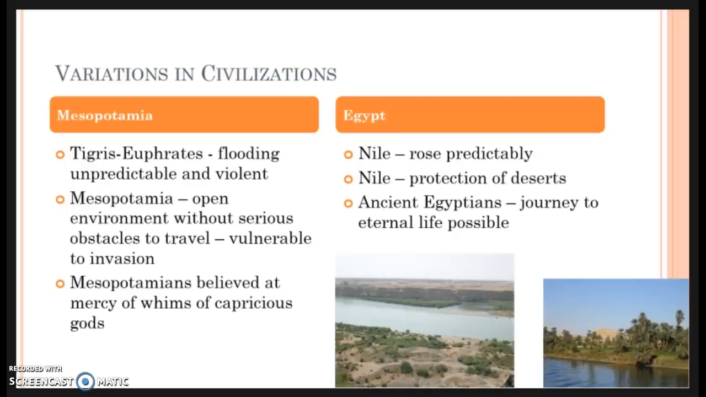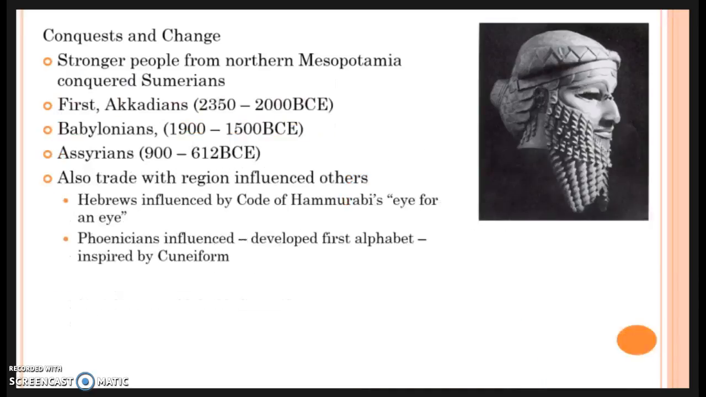Egyptians also believed in an afterlife, and that life was eternal, cyclical, and seasonal like the Nile River. And we see that in their belief in reincarnation, of life and death, and of their belief in the afterlife. And finally, it's important that we look at the conquests and the changes that occurred during these first civilizations.